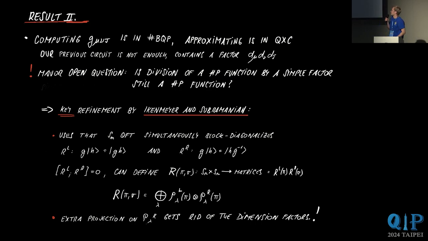They used the fact that the S_n Fourier transform not only block diagonalizes the left regular representation, but it also block diagonalizes the right regular representation. And this actually induces some nice structure, and allows you to use extra projectors that get rid of these extra dimensional factors. Again, I don't have time to go into details, but if you're interested, either read the paper or ask me.